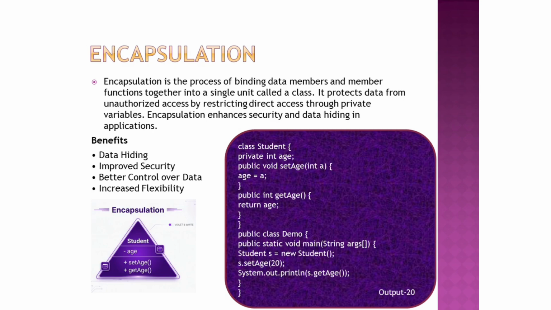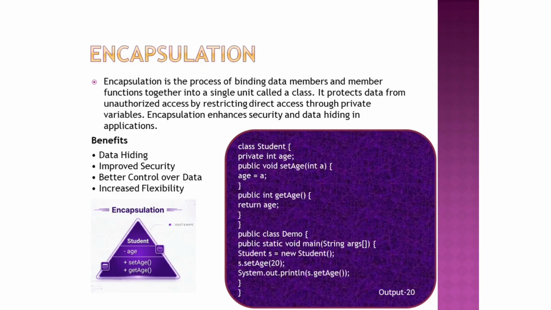Now let's understand encapsulation using a Java program. First, we create a class called Student. Inside the class, the variable age is declared as private. Okay, this means it cannot be accessed directly from outside the class. To update the value, we use the setAge method. This is called the setter method. To read the value, we use the getAge method. This is called the getter method.